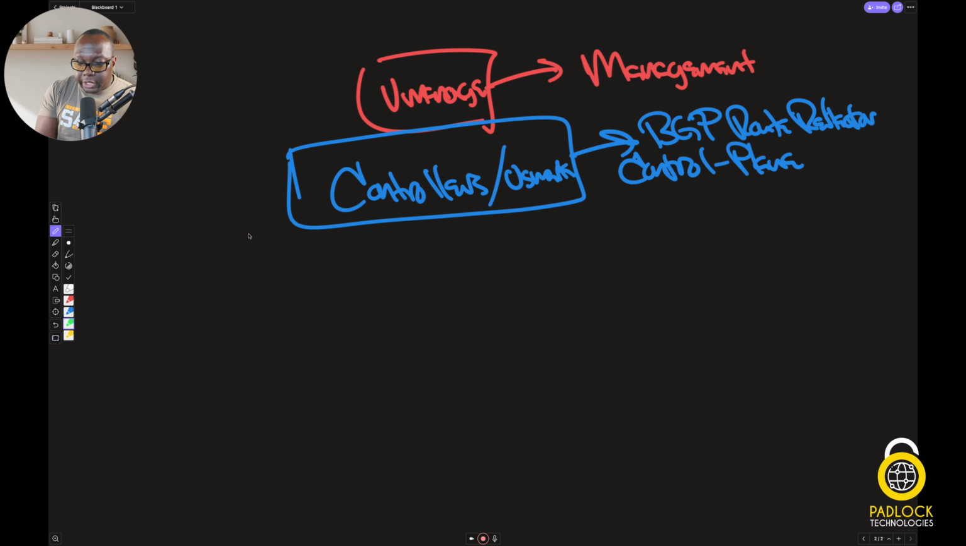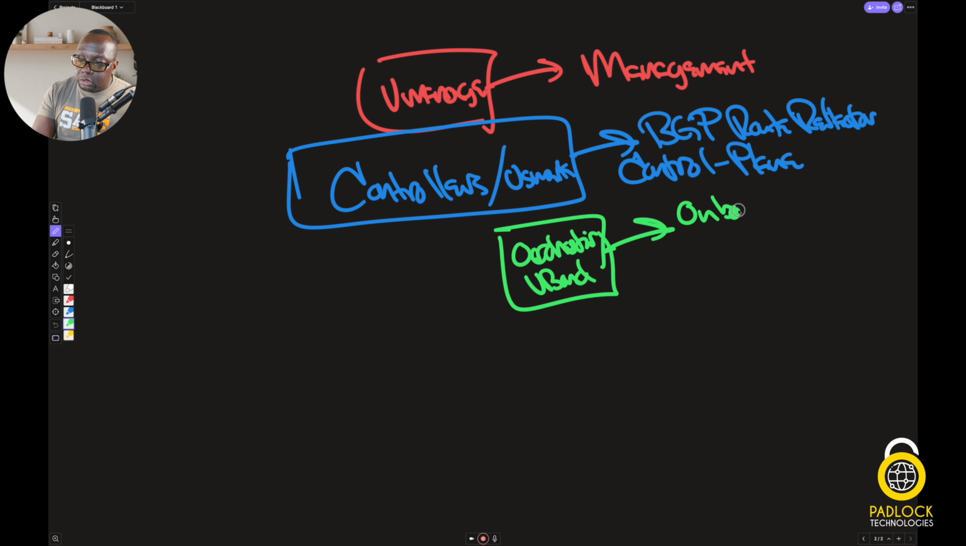Then you have, and I usually have this off to the side, this thing called an orchestrator or vBond. Now this is responsible for onboarding the edges into the fabric.